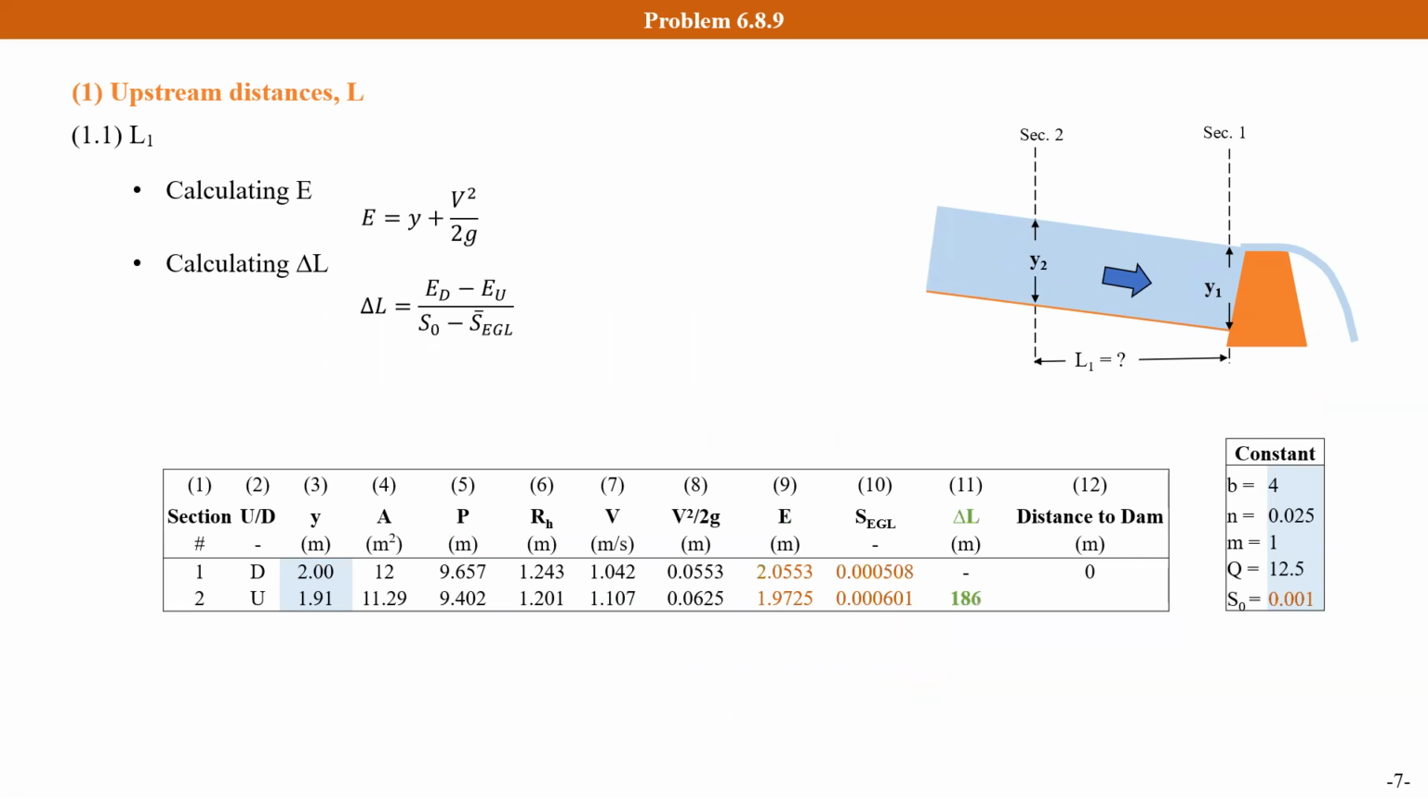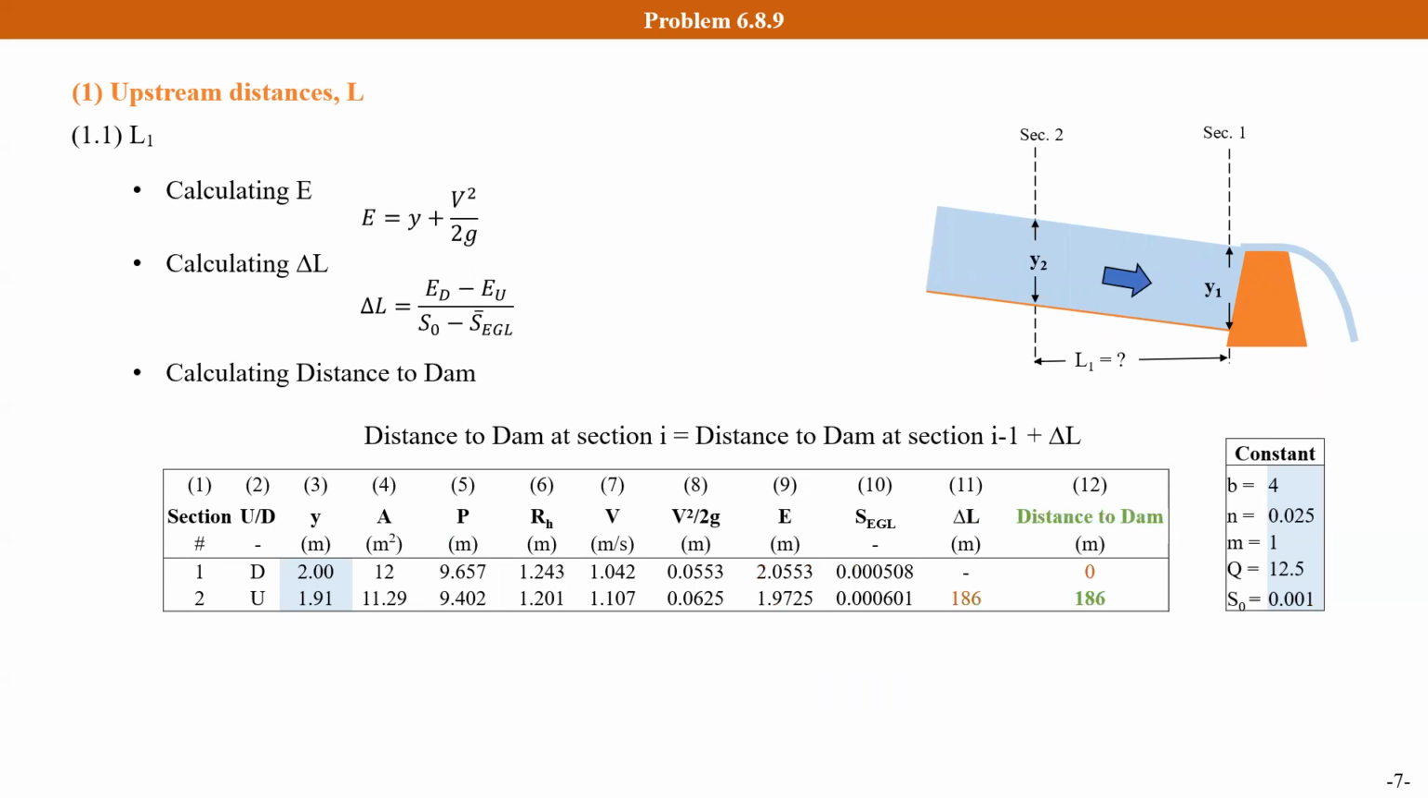Then we can calculate delta L based on this equation, and finally, we can get the distance to dam. For instance, the distance to dam at section 2, because L1 is the distance from section 2 to section 1. So the distance to dam at section 2 equals the distance to dam at section 1 plus delta L, which means it equals 186 plus 0. So L1 should equal 186 meter.